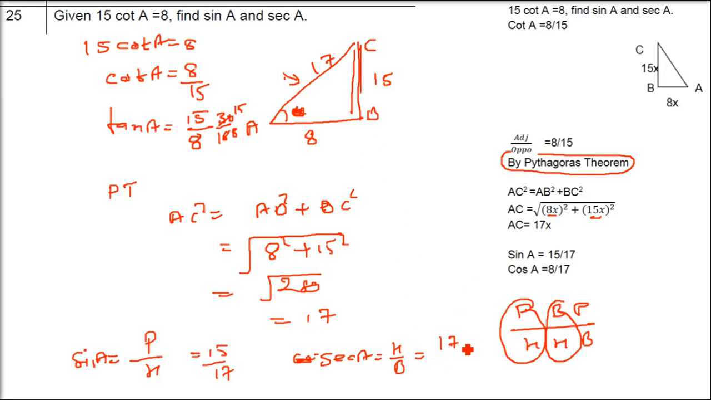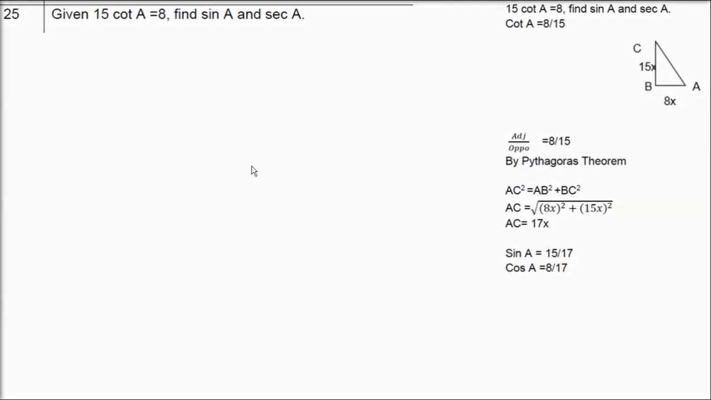Please see here, cos A is what they have provided. CBSE has provided the answer 8 by 17, but we are being asked sec A. This is wrong. You have to write sec A. If you write cos A, you won't get marks. You have to write sec A, 17 by 8.